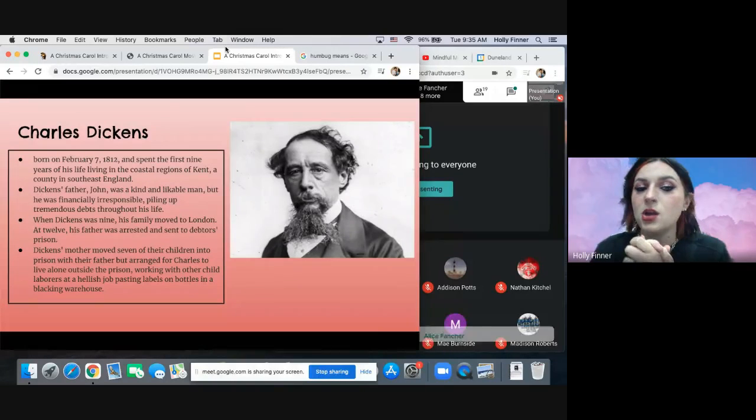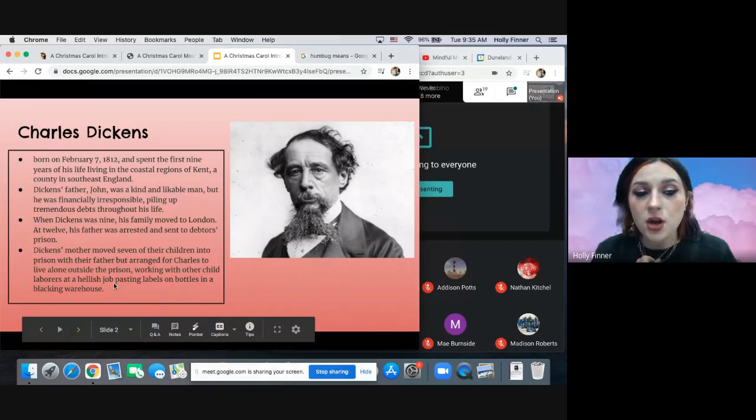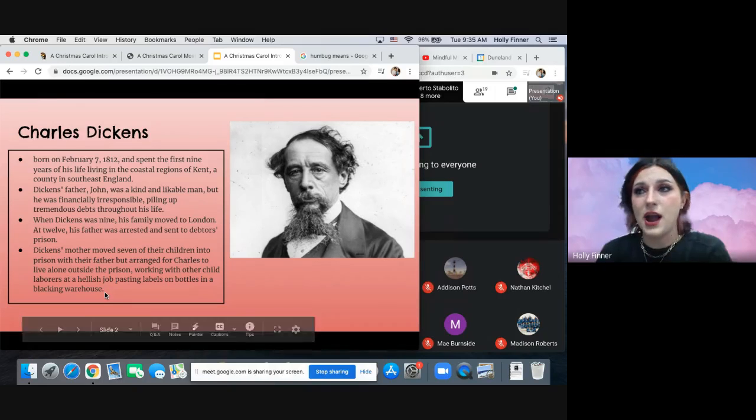Awesome job. So they probably went to the prison, honestly, because at least they have a roof over their head and food and their father. Exactly. So Charles, though, he was 12 and he lived by himself outside of this prison, and he worked with other child laborers. They call it a hellish job, pasting labels on bottles in a blacking warehouse.